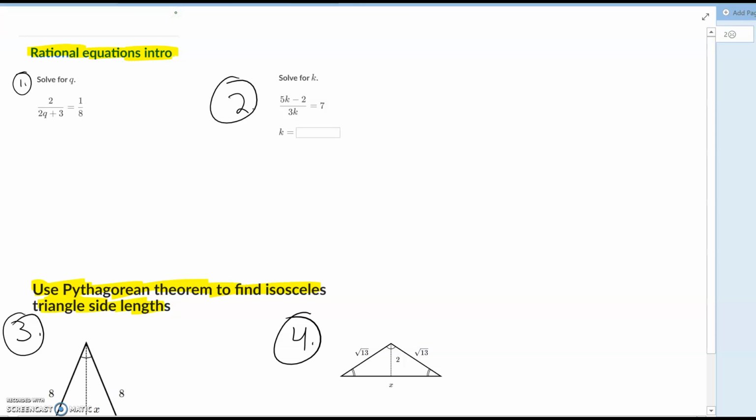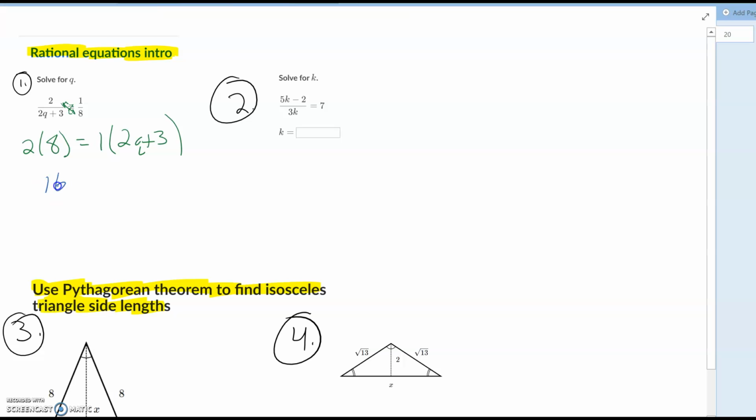These here, rational equations. Rational just means fractions. Equations, you have an equal sign. So what we're going to do here, to see fraction equals fraction, we're just going to cross multiply. So the 2 times 8 this way. So I'd have 2 times 8 equals, and then if I go across, it'd be 1 times 2q plus 3. Then I can solve like I normally would.